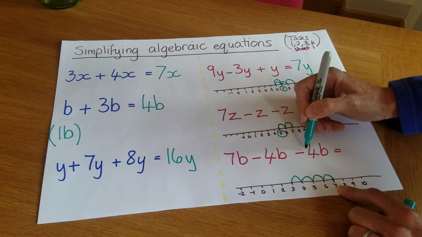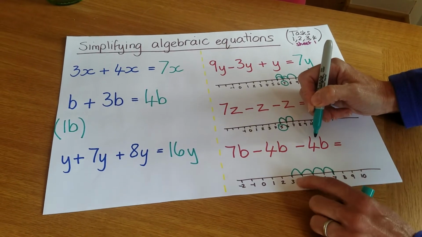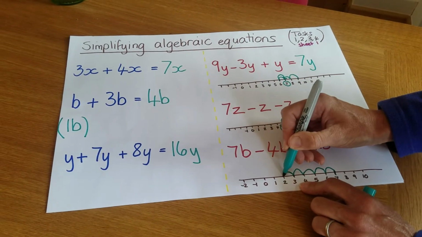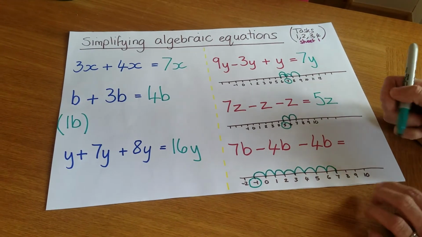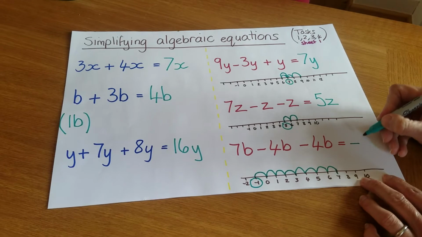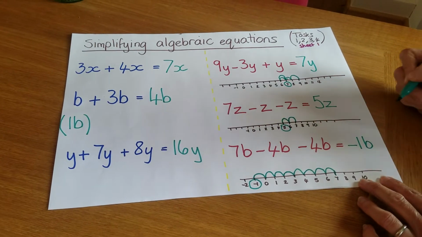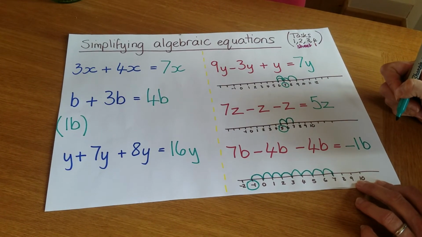Then it's asking me to take away another 4B. So I'm simply going to then go 1, 2, 3, 4. And I get my answer. So I end up with minus 1B. And that would be my answer to these questions.